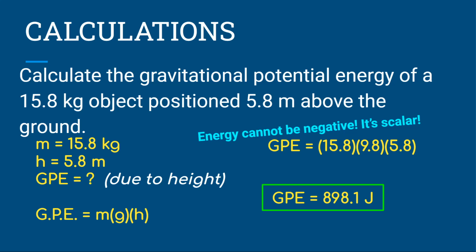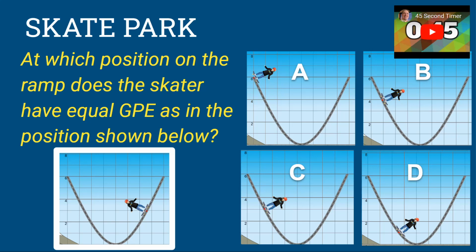Hopefully you agree. All right, let's go back to some of those different scenarios that you were looking at on Friday. One of the simulations you did was the energy skate park, and this one I like because it shows multiple different energy forms while you're looking at the skater. This question says, at which position on the ramp does the skater have equal gravitational potential energy as in the position shown below? So compared to this image here, which of these lettered options, A, B, C, or D, does he have equal gravitational potential energy?